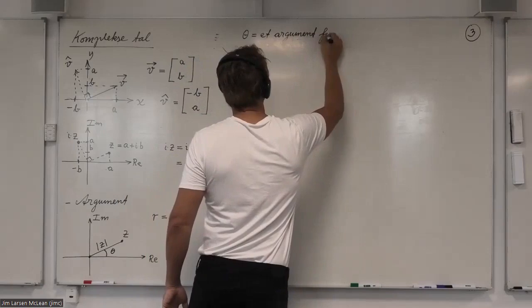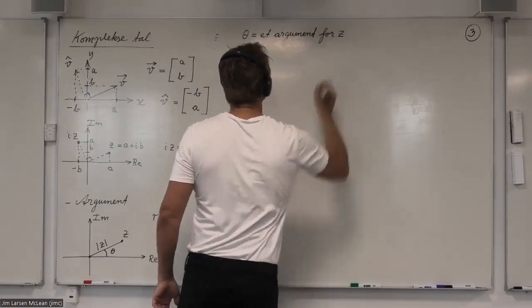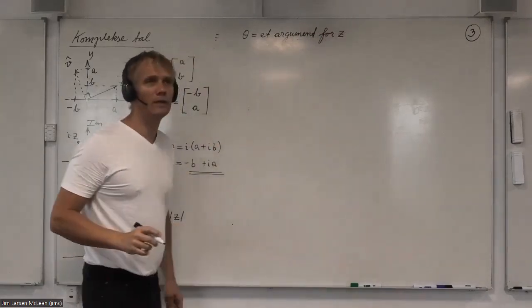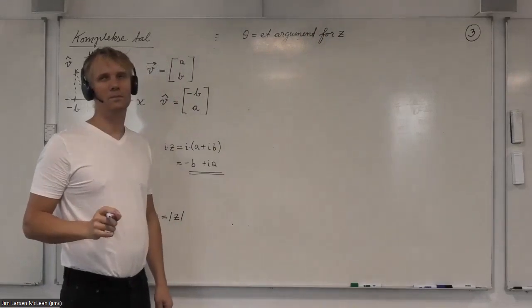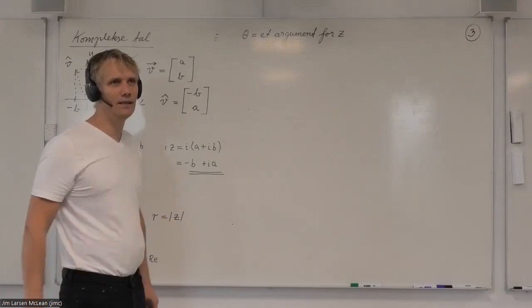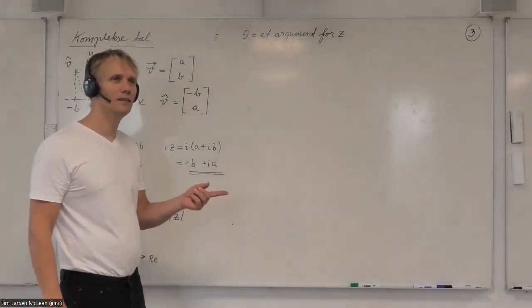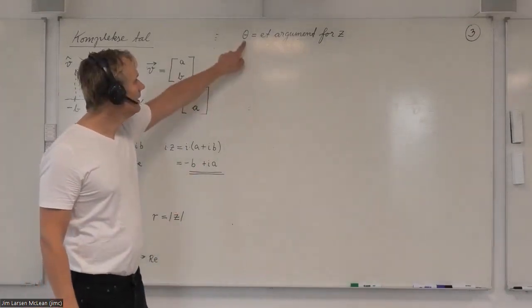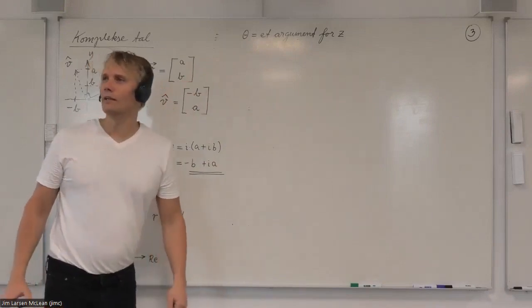And there's a good reason I say an argument and not the argument. The argument is what Danish teachers call the definite form. It's something unmistakable, but that's not the case here. This is just one of infinitely many possible arguments for z. What do I mean by that?